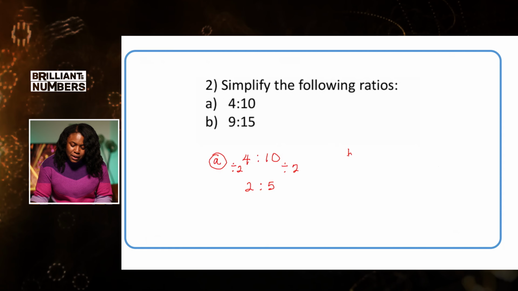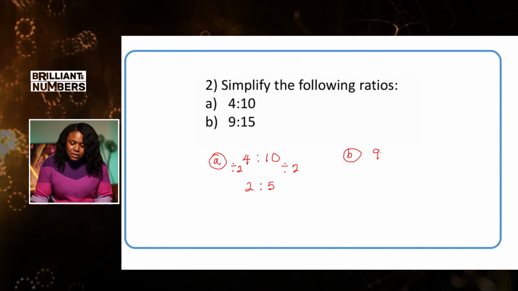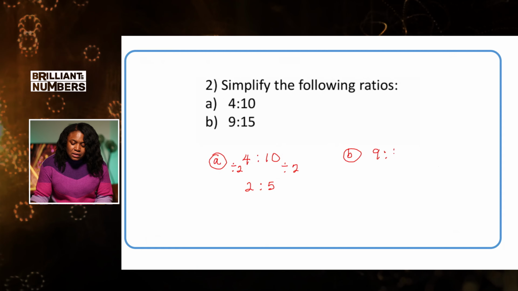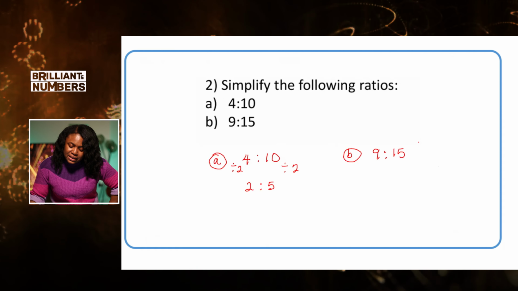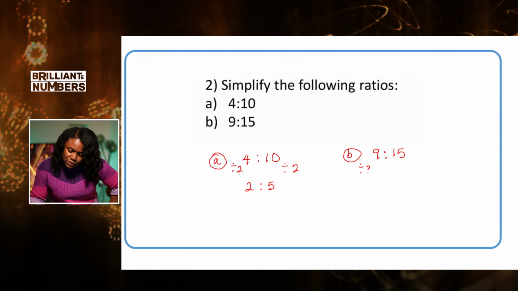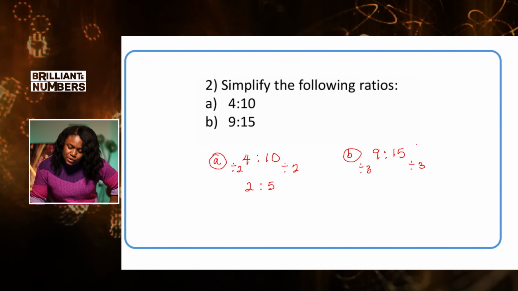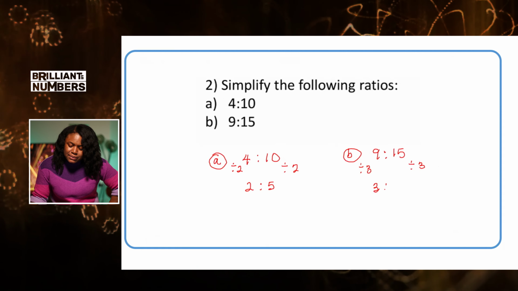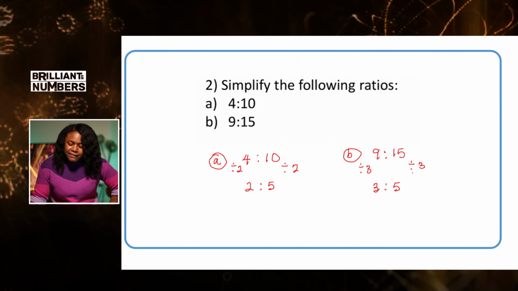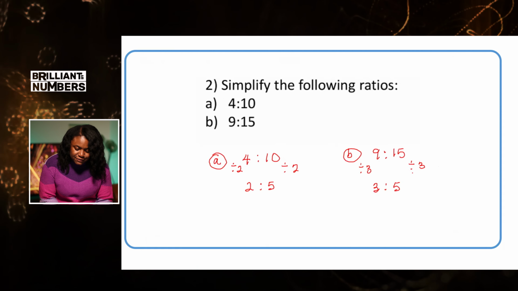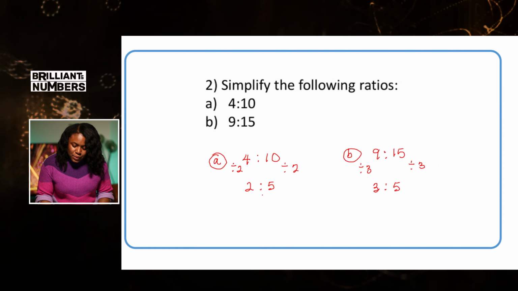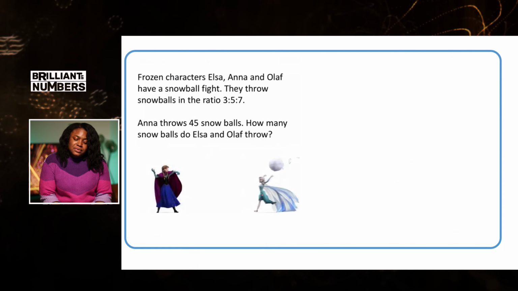We go to do part B, where we're asked to simplify 9 to 15. So we need to divide by 3 this time. So divide by 3 on both sides. So 3 into 9 goes 3 times and into 15 goes 5. So that one simplifies to 3 to 5. Okay, now we go to our next question.